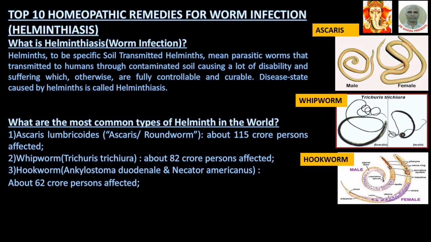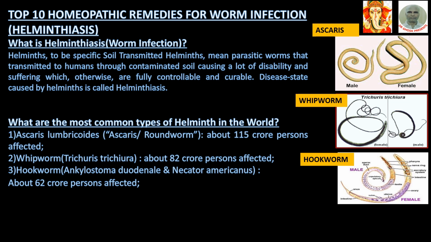What are the most common types of helminths in the world? Number one, Ascaris lumbricoides. In short, it is called Ascaris or roundworm. About 115 crore persons are affected all over the world. Number two, whipworm or Trichuris trichiura. About 82 crore persons are affected. Number three, hookworm, Ancylostoma duodenale and Necator americanus. Two types, both are called hookworm. About 62 crore persons are affected.